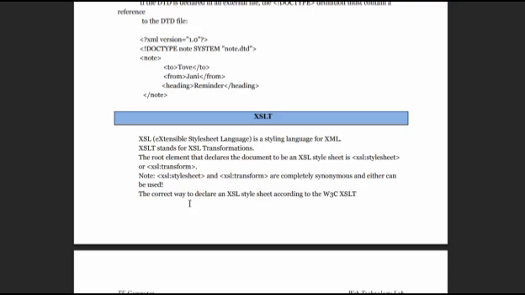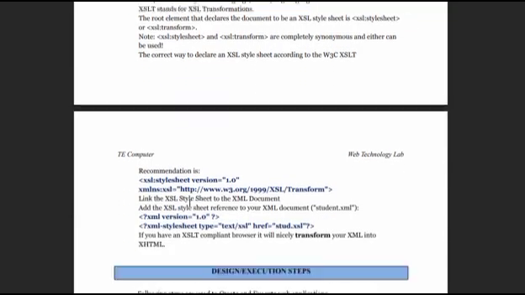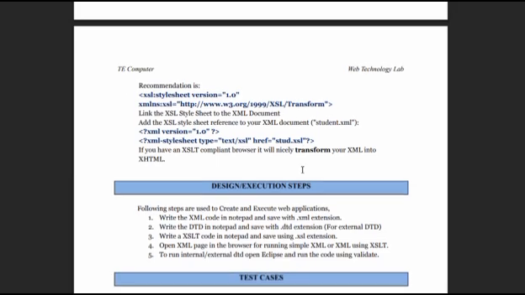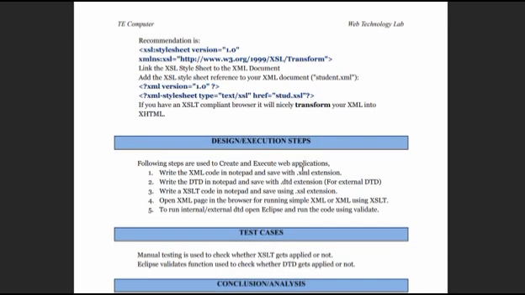The correct way to declare an XSL style sheet according to the W3C is as follows. So here we have mentioned our style sheet version and the link of it. Also we have mentioned the XSL file here, for example, we have used stud.xsl. You can write it here like this, embedded in it. If you have an XSLT-compliant browser, it will nicely transform your XML into XHTML, if you have, then only.